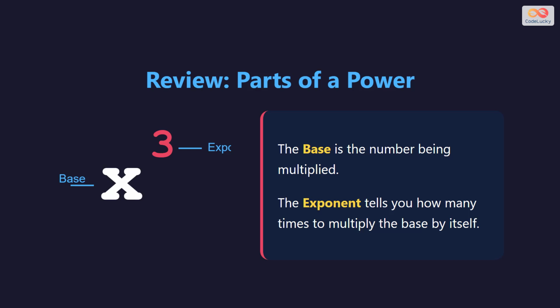First, let us quickly review the parts of a power. In the expression x to the power of 3, x is called the base. This is the number that is being multiplied. The small number, 3, is the exponent. It tells you exactly how many times to multiply the base by itself.